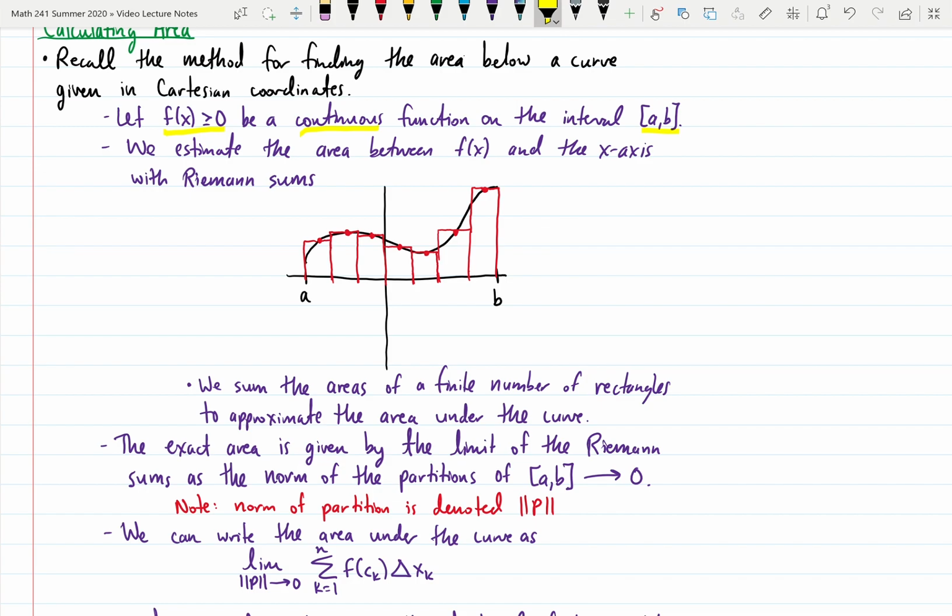Then remember that we estimate the area between our function f of x and the x-axis with Riemann sums, where Riemann sums are sums of the areas of a finite number of rectangles, like you can see in this picture here. So in this case, we have 7 rectangles. That's a Riemann sum with 7 rectangles. And to estimate the area under the curve, which is drawn in black there, we would sum the areas of the rectangles that are drawn there. And that would give us, in this case, a relatively good approximation of the area under the curve.